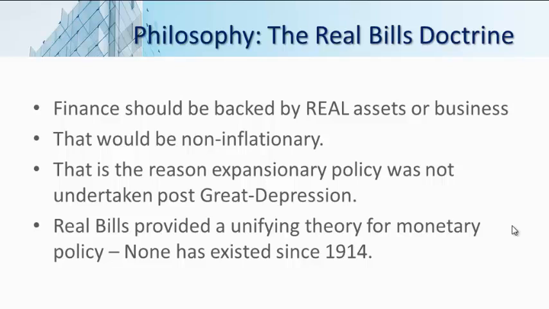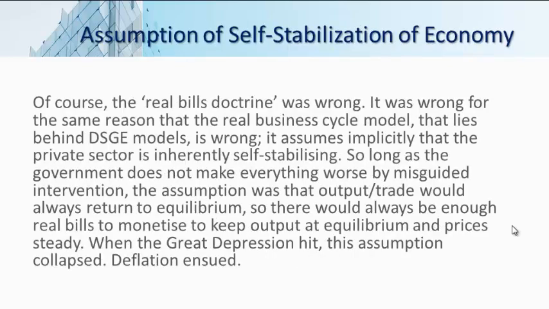Basically the theory, the real bills doctrine, says that if you follow this principle, that for every money that you issue you have some real asset backing it, then this will not be inflationary. But that is actually a false theory. This is the reason that in the Great Depression era, banks did not undertake expansionary policy. They said, well, yes, obviously the economy needs money, but where will we get the money from? We have no real assets against which we can issue money. So the real bills doctrine was wrong.